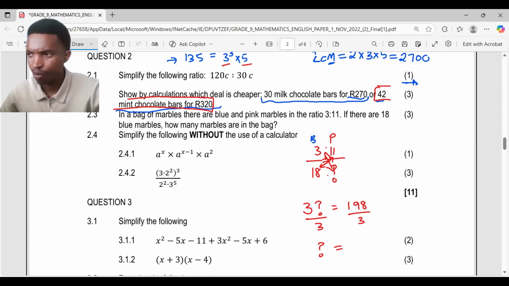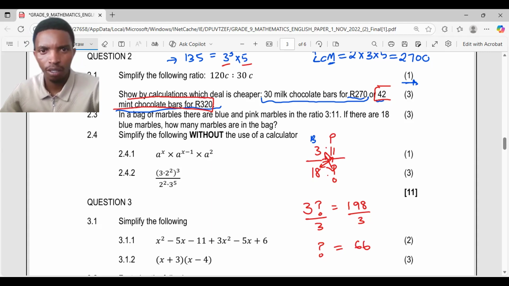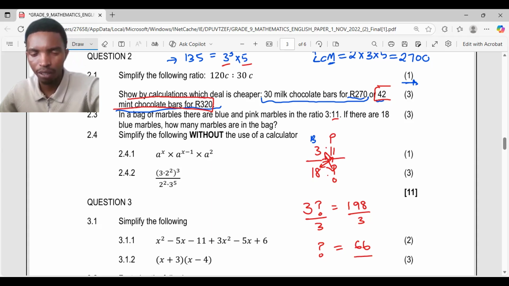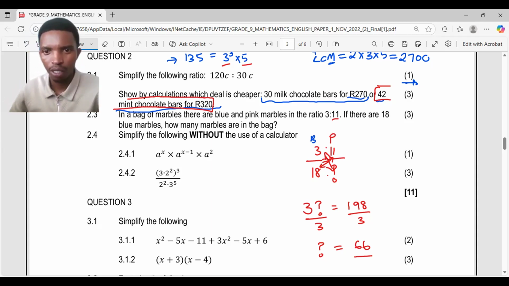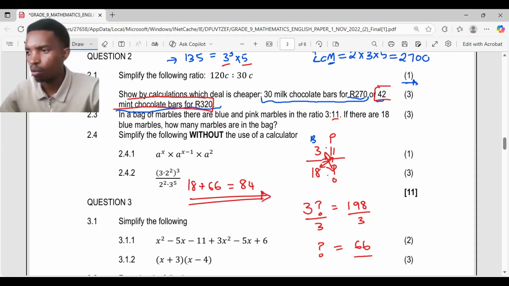How much are you guys getting? 66. So we now know that the pink ones are 66. How many marbles are there? Firstly, we wanted to know there are 18 blue, and the pink ones are 66. So in total, 84, because we're going to take 18 plus 66, and then this is going to give us 84. So in total, we have 84 marbles.